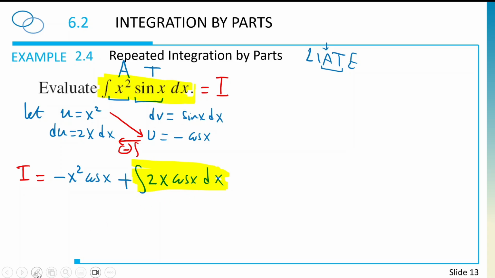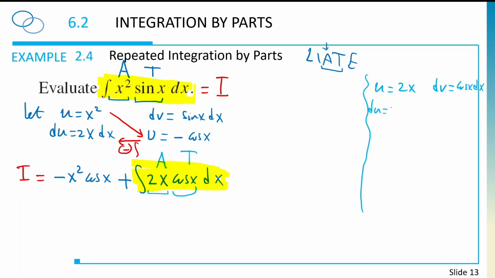Now, for this one, I need again to do it by integration by parts. So I need to do the same decision again, but fast this time. So I have 2x, which acts as A. I have cosine as T. So looking at LIATE, A should be u. So let's do it here at the margin of this page, here at the side. So u should be equals to 2x. dv is cosine x dx. Now du will be equals to what? 2 dx. And v is equal, the integration of cosine is sine of x.